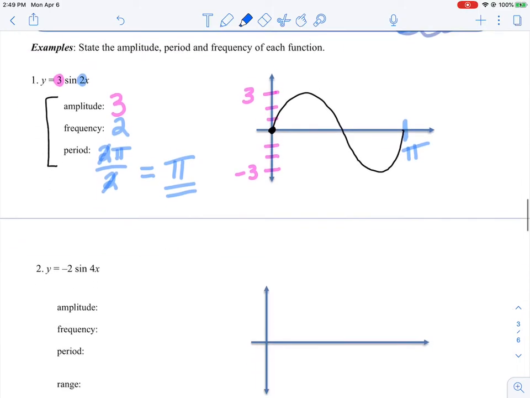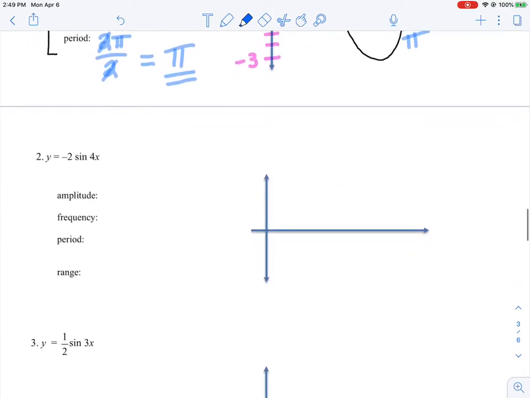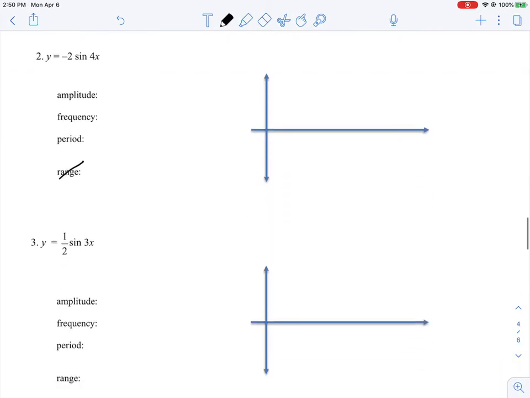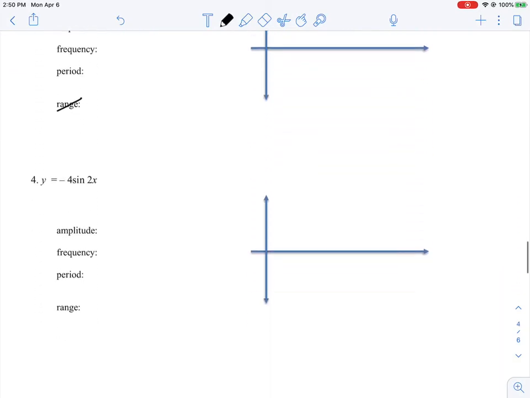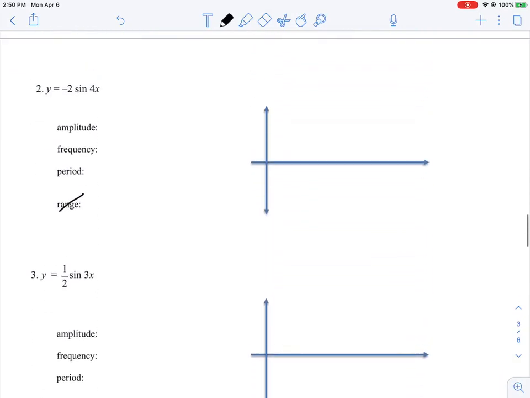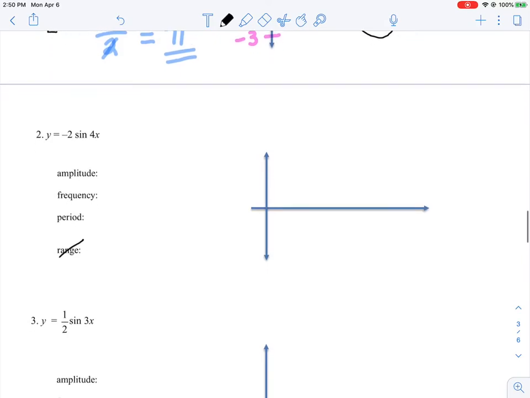So let's take a look at another example. I did put range here, but I would like you guys on these 3 to just cross out range. We don't need to talk about range today. It will come up at another point. Just want you to focus on amplitude, frequency, and period.